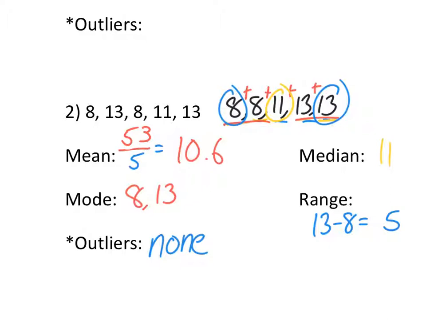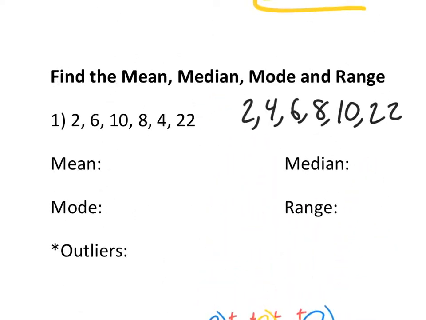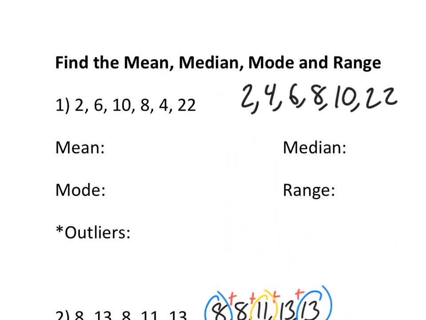Now I'm going to go back to number 1. Everything is already in order, so first thing I'm going to do is add up all of those numbers. When I add the 2, 4, 6, 8, 10, and 22, I get a total of 53. And then there are 6 numbers there. So when I divide by 6, I'm going to get 8.6 repeating.